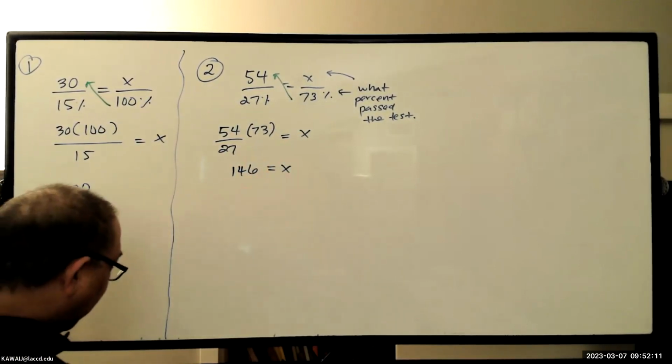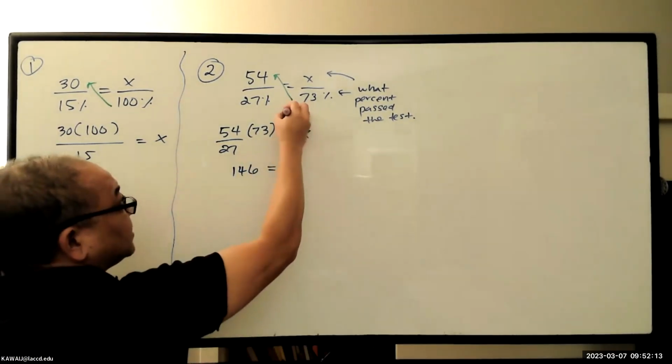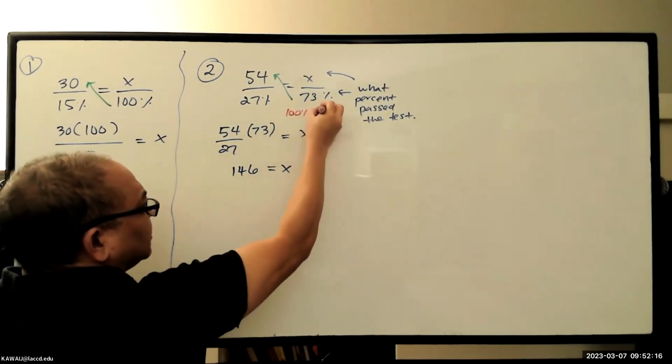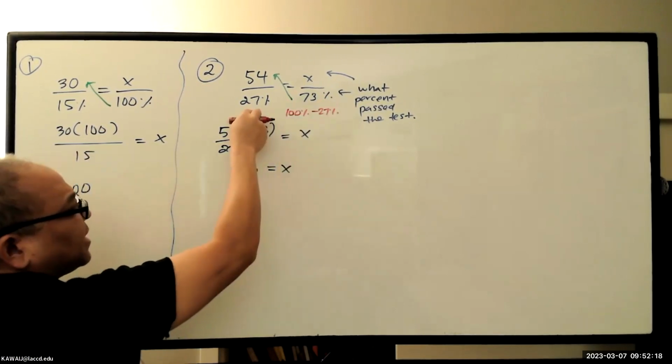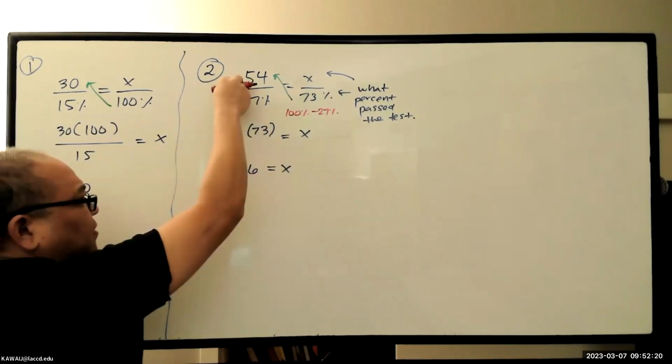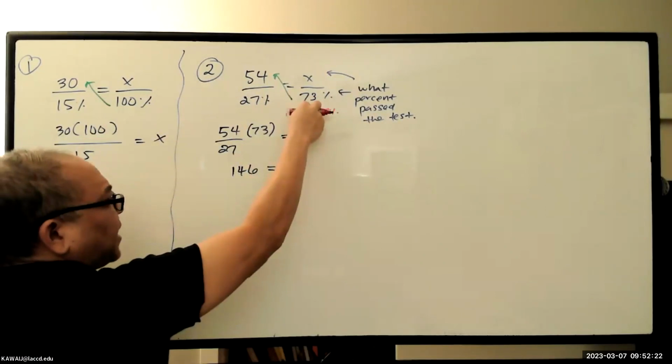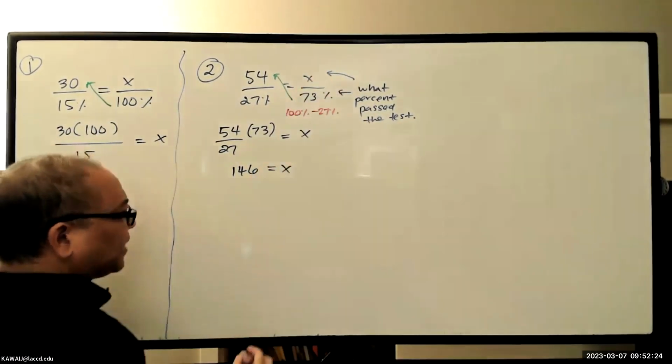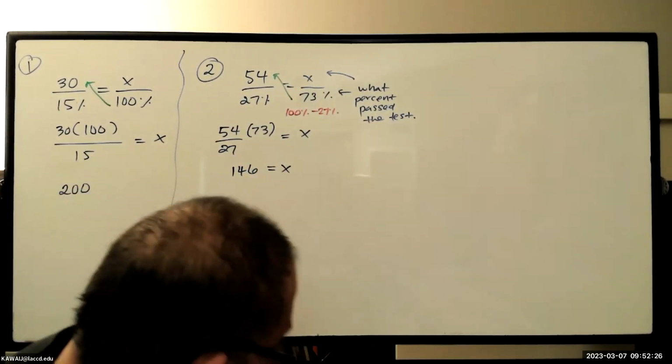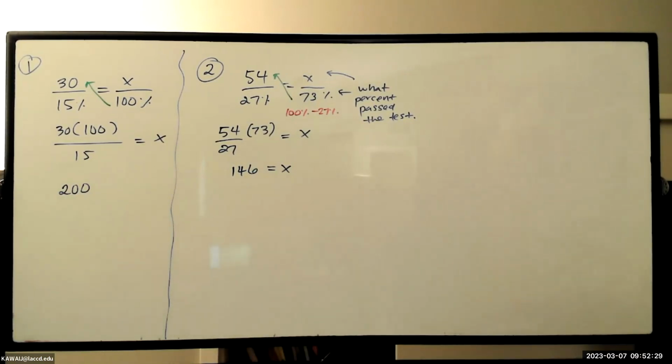And the way I got the 73% is that this is the 100% minus 27%. So this is the percent that failed, and this is how many that failed. So this is the percent that passed, and this is how many that passed. So try doing number 3.